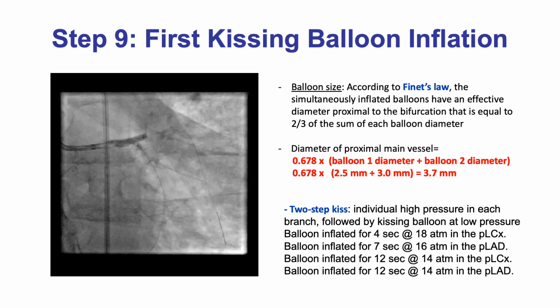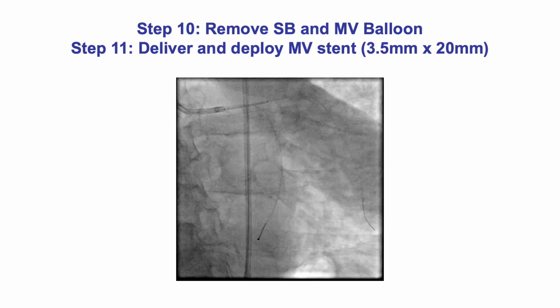So in our case, we used 2.5 millimeter balloon in the circ and 3 millimeter in the LAD. So 2/3 of this summation is 3.7, and this was close to the left main diameter, which was 4 in our case. After that, we usually use two-step kiss. So we use high pressure inflation in each branch. We used 18 atmosphere at the proximal circ and 16 atmosphere in the proximal LAD, and then kissing at 14 atmosphere in both branches.